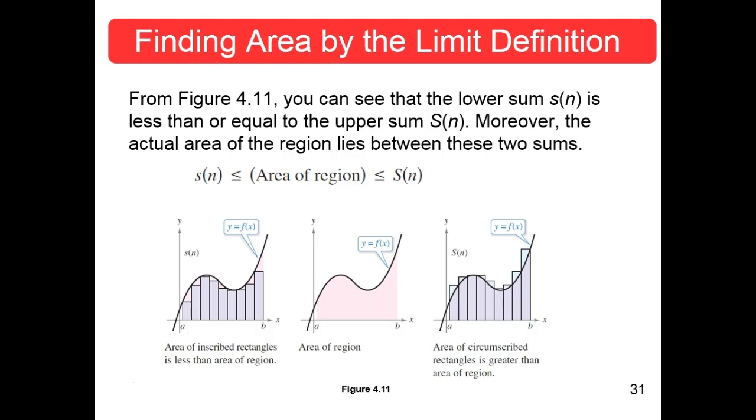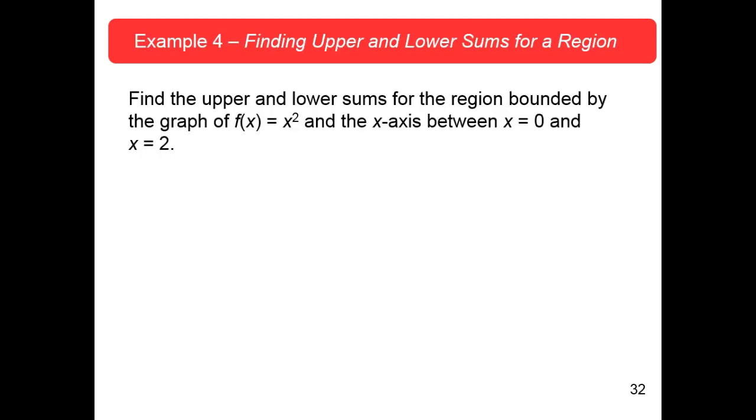But the circumscribed rectangles will then be the maximum value, and this one actually will be some values awfully close. So these always overestimate, and the area under the curve is always somewhere in between the two. So that's what I was saying before. The area of the region is always in between those two sums. Pretty exciting stuff, isn't it? All right? Now, here's example 4.